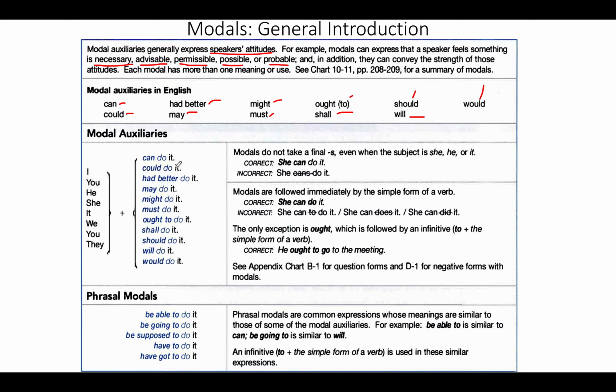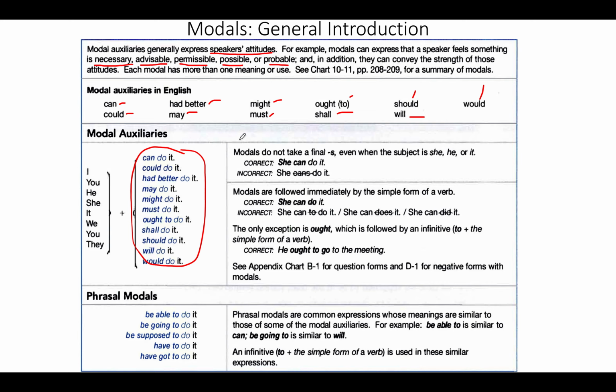Now, these are some of the examples. For example, I can do it, you could do it, he had better do it, she may do it, must do it, ought to do it, etc. So in all these examples, we have modals that are used. Now there are a few things that we have to take into account and remember about the use of modals. These are the following points.